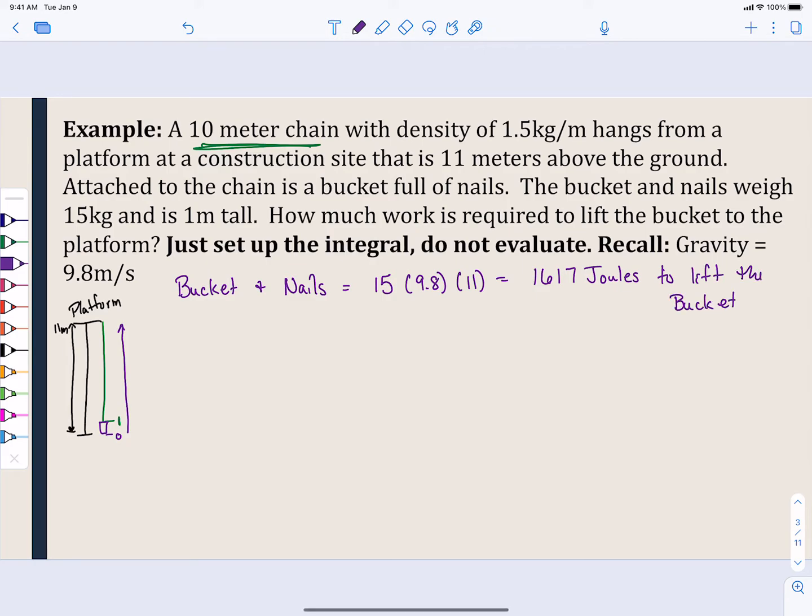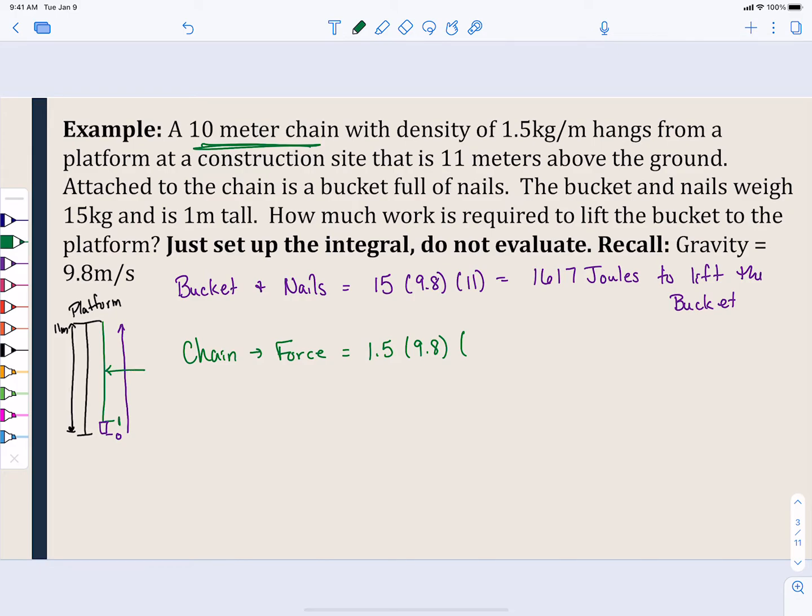Then we want to know how much it is to lift the chain. So let's go back to green here. So the chain, that is getting lifted from 1 to 11. And actually, I do this all the time. I start by setting up the integral, and I don't like to do that first. I actually like to look and think about the force first. That helps me. And the force is going to be our density, which is that 1.5, times our gravity, which is 9.8, and then times the area that we're lifting here.